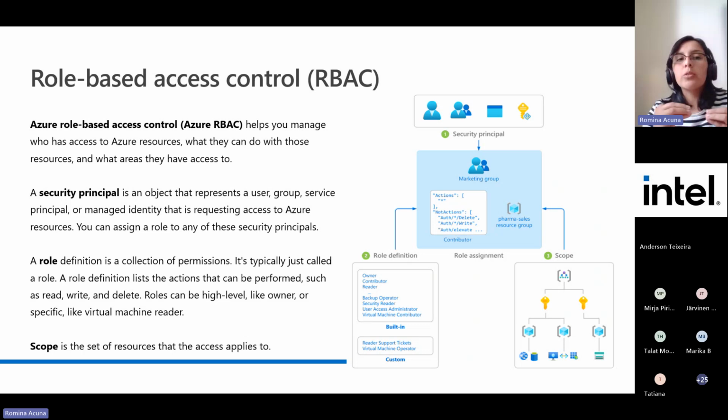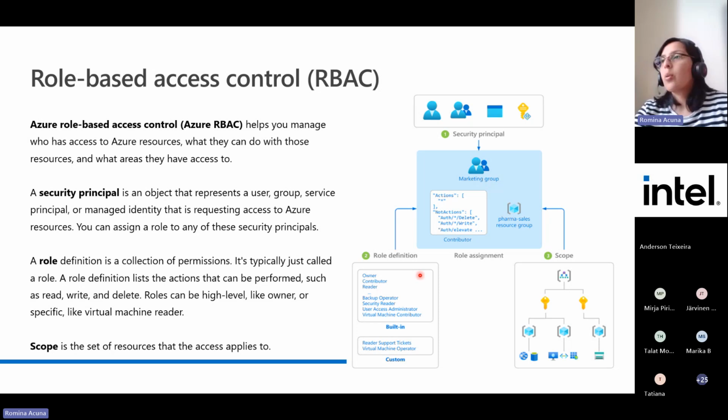Very granular, what role you're going to assign. And that process is summarized in this slide. You first need to say to whom you are assigning these permissions, what I call a security principal. It could be a user or a group of users, right? So let's say the marketing group. Then there's the role definition, the set of permissions inside what we call a role.